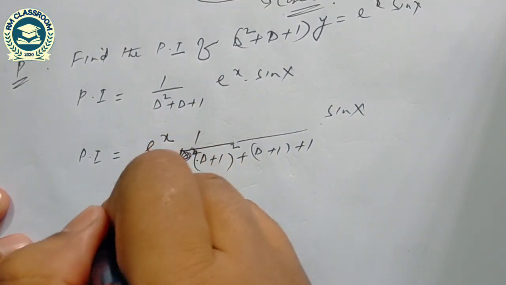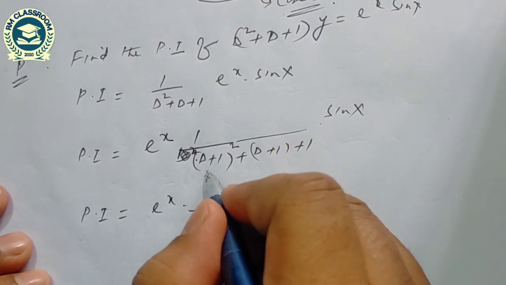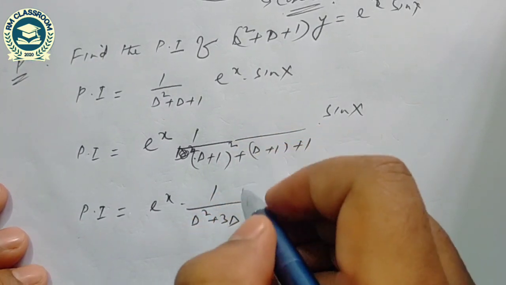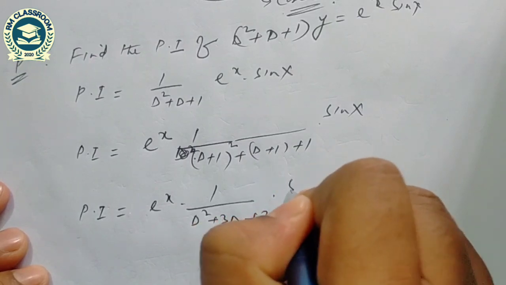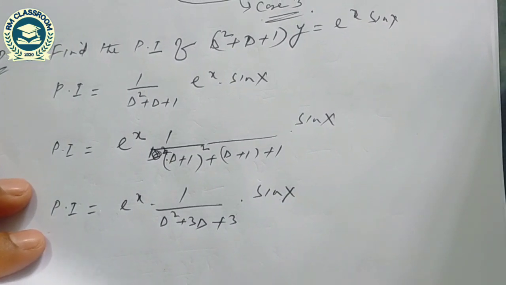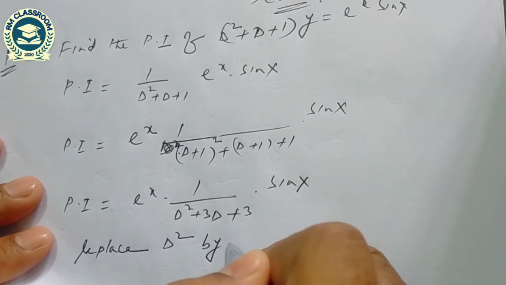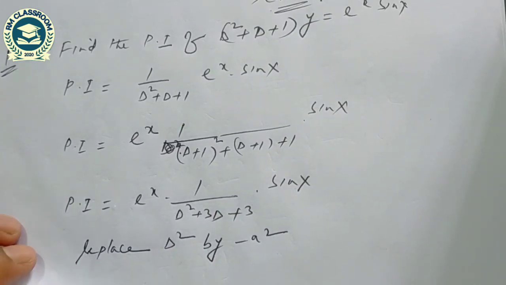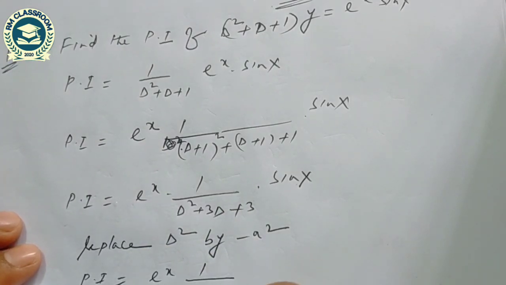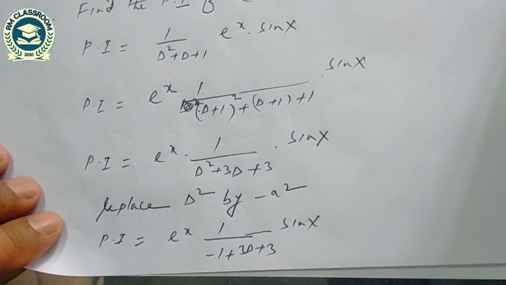So the particular integral is e to the power x divided by D square plus 2D plus 1, plus D plus 1, so D square plus 3D plus 3, into sin x. Now replace D square by minus a square. So replace D square by minus 1. So particular integral is equal to e to the power x divided by minus 1 plus 3D plus 3, into sin x.